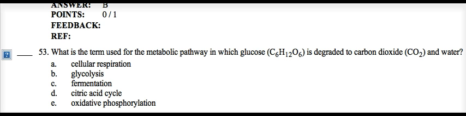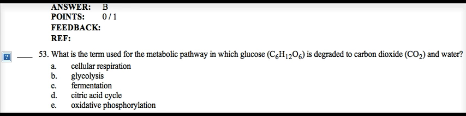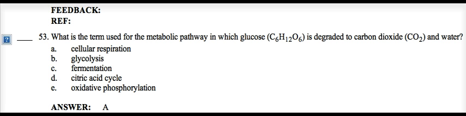53. What is the term used for the metabolic pathway in which glucose, C6H12O6, is degraded to carbon dioxide and water? So cellular respiration, glycolysis, fermentation, the citric acid cycle, or oxidative phosphorylation. Well, right off the bat, I want to say that if you are not familiar with the definition of any of these 5 terms, write down which one you need to review, because all 5 of those terms you are responsible for. All right, so the answer here, of course, is A, cellular respiration.